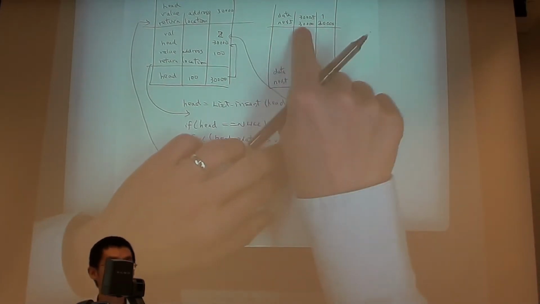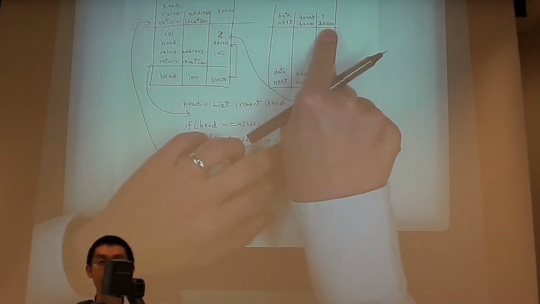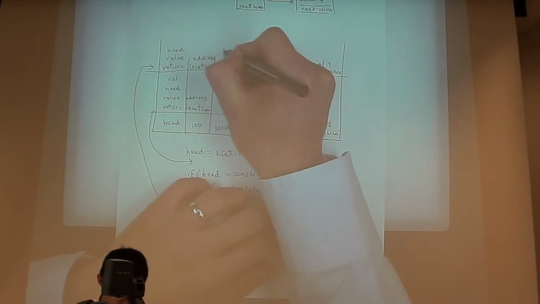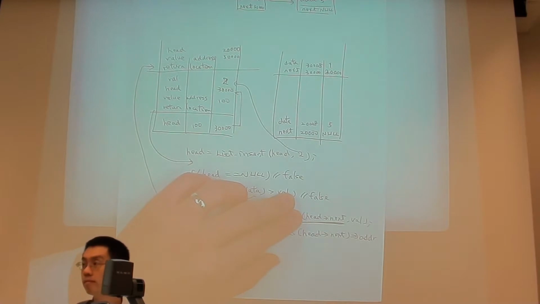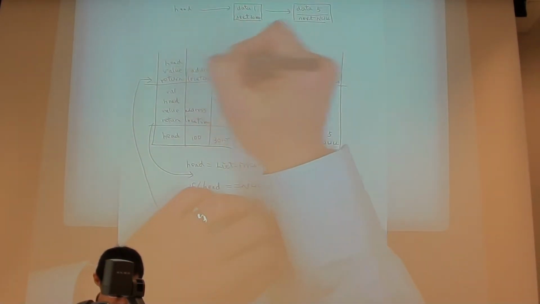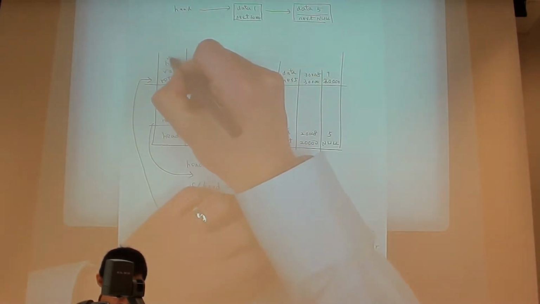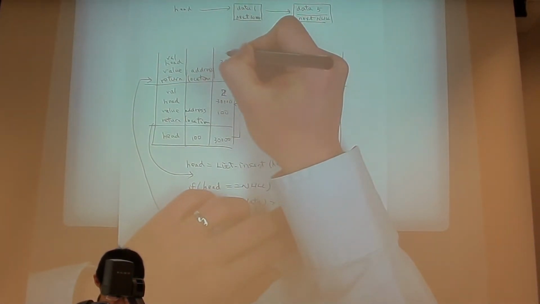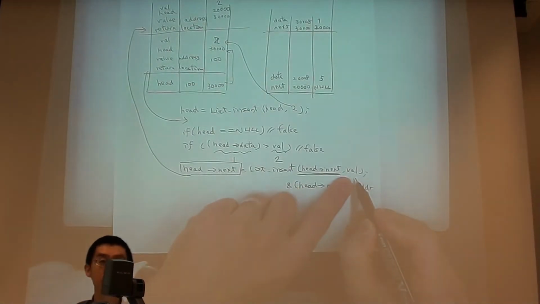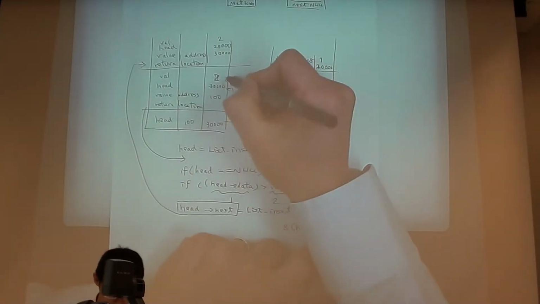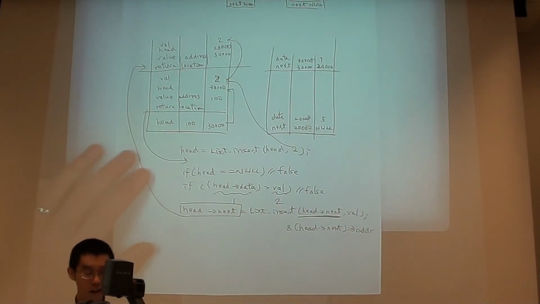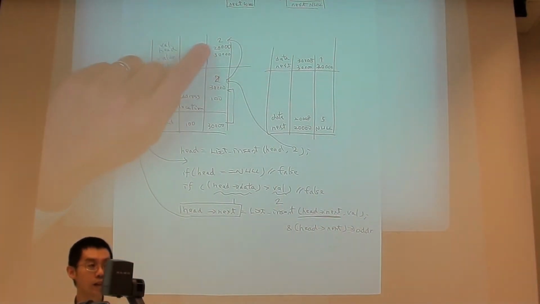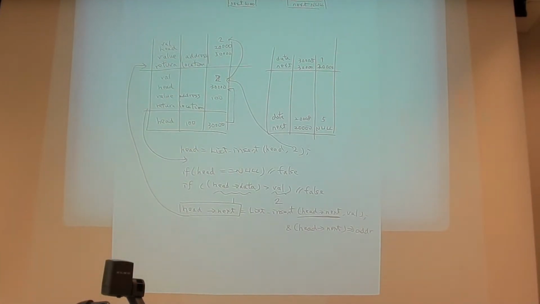Head next is location 30,000. What's the variable of that? 20,000. And val is going to be 2. Why? Because I copy the val here. Okay, make sure you understand why 20,000 is here and why 30,000 is there.